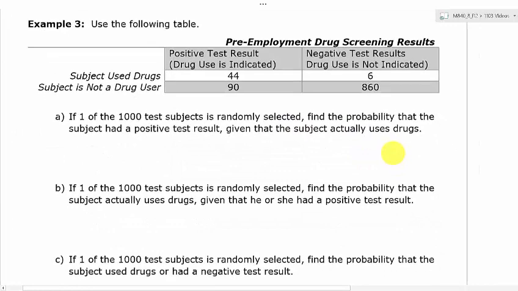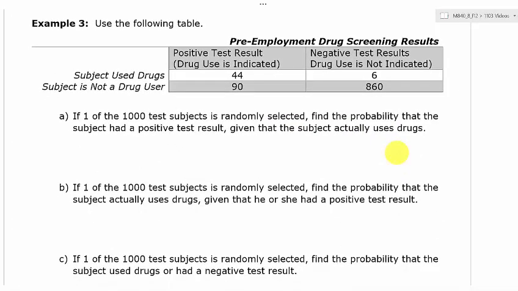Here's the example that we've been using for a lot of our problems, and I've put in some of our conditional probabilities along with some OR probabilities so that we can get some practice doing all of those together. Okay, let's take a look at example A. If one of the 1,000 test subjects is randomly selected, find the probability that the subject has a positive test result given that the subject actually uses drugs.